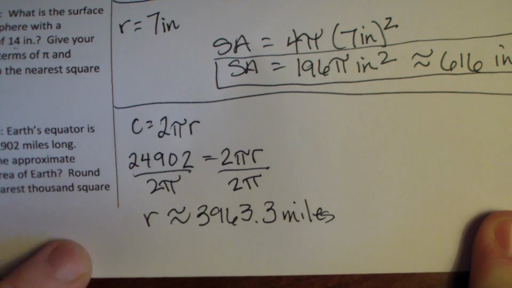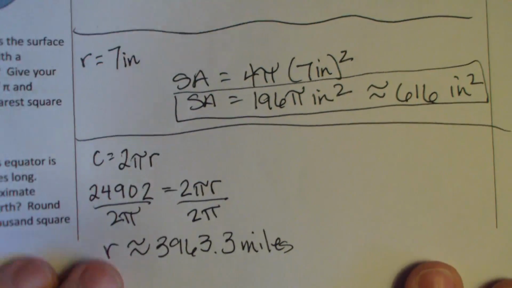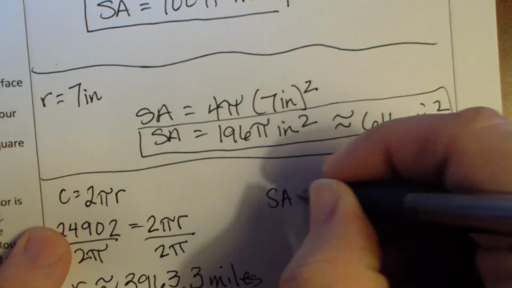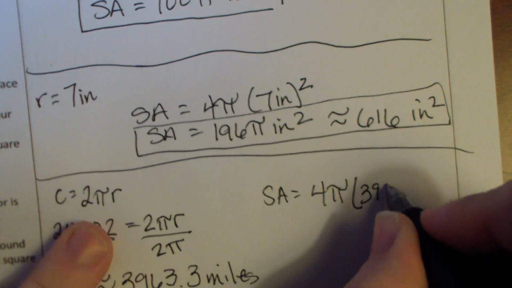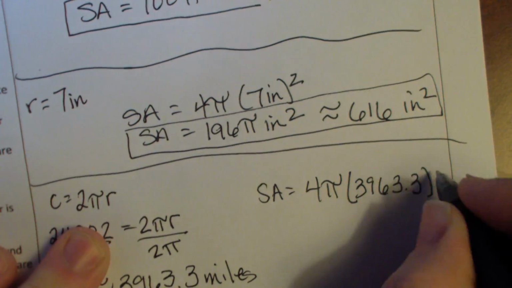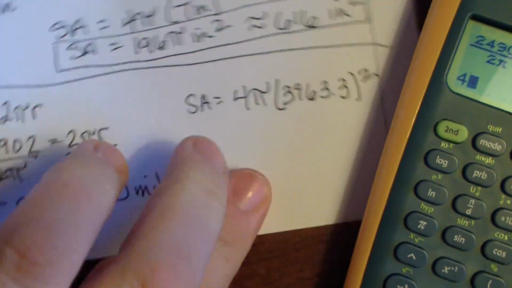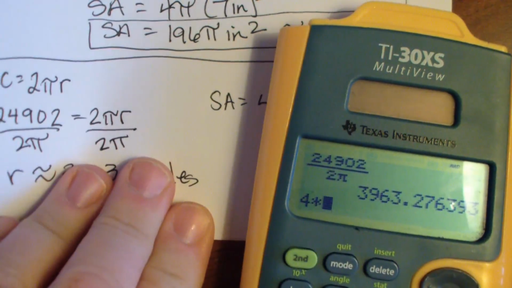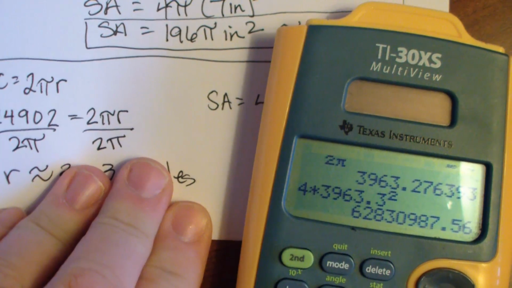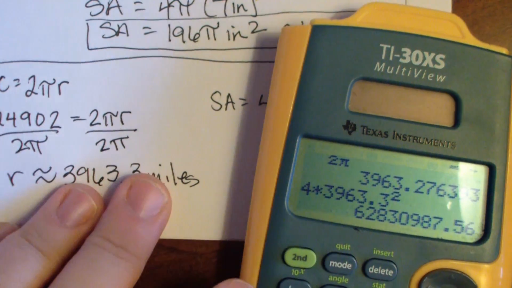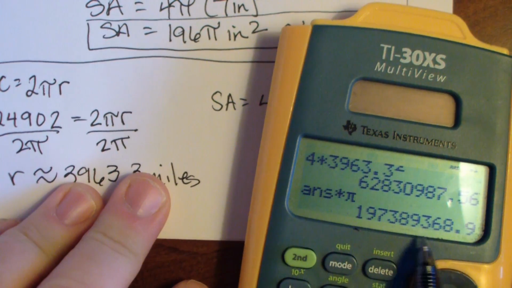All right, so now that we know that, we can plug it into our formula for surface area to figure out what our surface area is. So surface area is 4 pi r squared, so 4 times 3963.3 squared times pi. It's going to be a big old number.